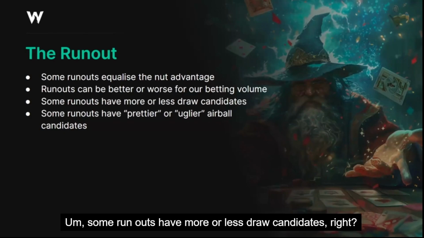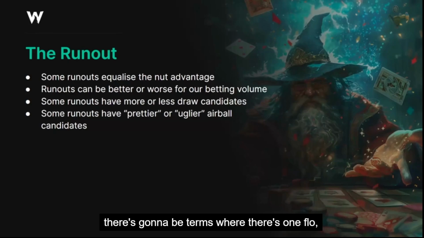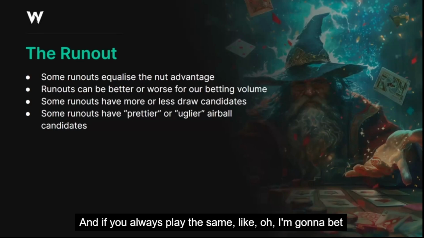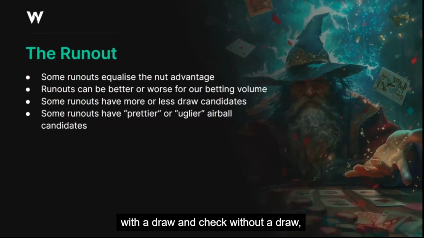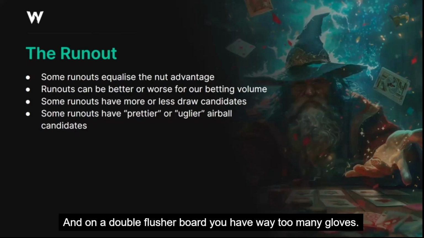Some runouts have more or less draw candidates, right? There's going to be turns where there's double flush draw. There's going to be turns where there's one flush draw. There's going to be rainbow turn. And if you always play the same, like, oh, I'm going to bet with a draw and check without a draw, then suddenly on a rainbow board, you have no bluffs, right? And on a double flush draw board, you have way too many bluffs.